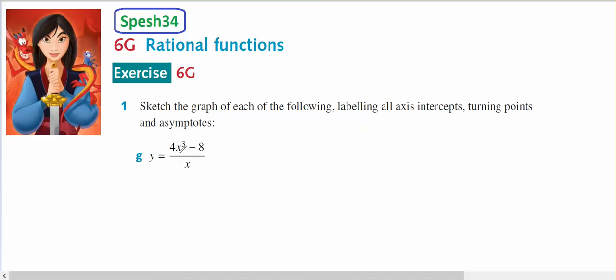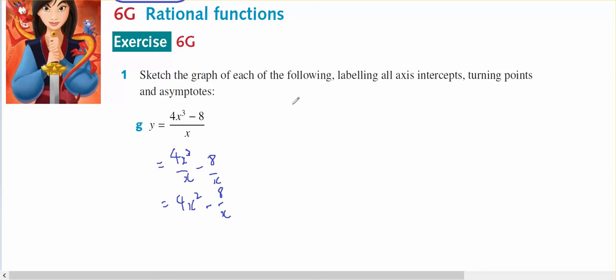Since it is a rational function, or an improper function, that is, I've got a cubic divided by a linear, I'm just going to rewrite this as 4x cubed on x minus 8 on x, which gives me 4x squared minus 8 on x.